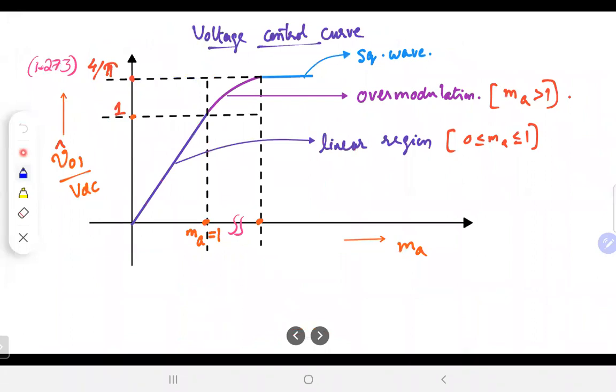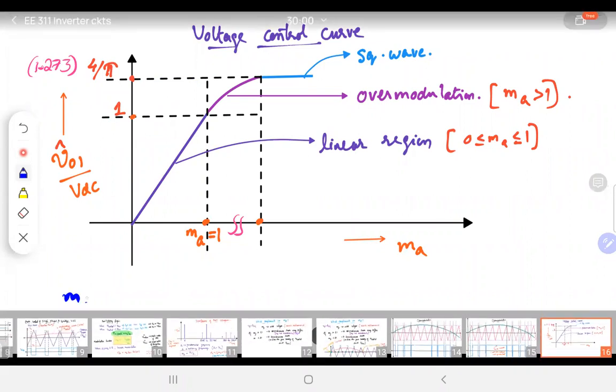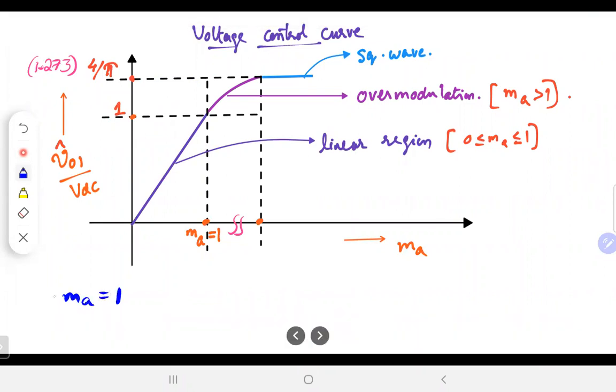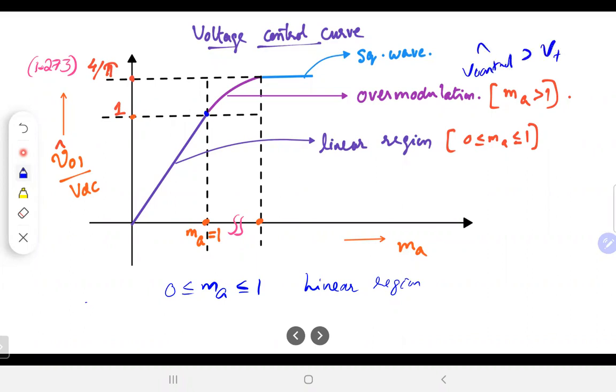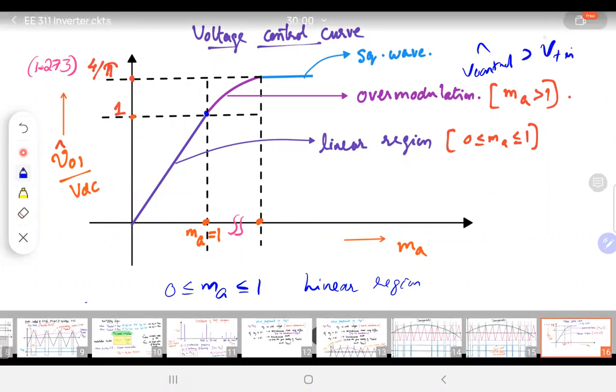So until MA is equal to 1, or rather, let me write it this way: 0 less than or equal to MA less than or equal to 1 is called the linear region of operation. And once you are in the overmodulation region, we know that V control peak is greater than V triangle peak. That is a minimum requirement.